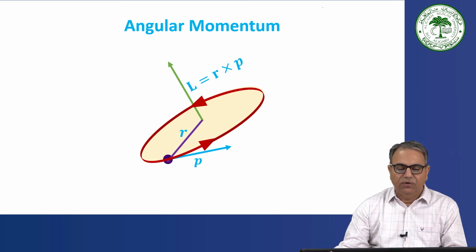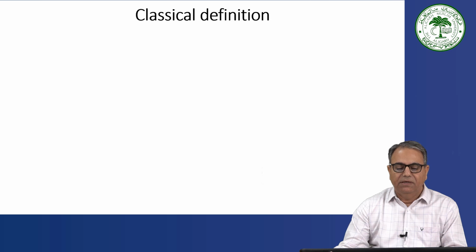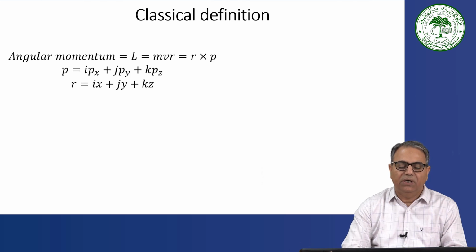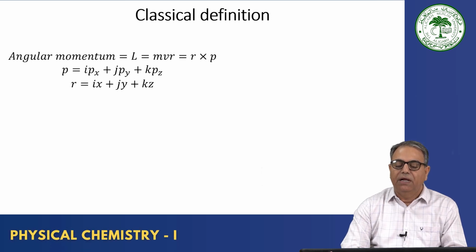Okay, so if you define angular momentum, we talk first about the classical definition of angular momentum, and then we will go for quantum mechanical concepts. So classically, angular momentum is given as L is equal to mvr, that you know. L is the symbol for angular momentum, and it is mass times velocity times radius, the radius of the circle in which the particle is moving, and this we can write as r cross p.